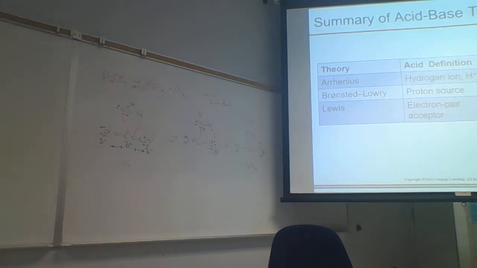And so Lewis is what we call the global definition. And in that global definition, we have little sub-definitions that we're looking at. And so when we have the Earth, then we'll have different continents. And so Bronsted Lowry would be a continent, but everything falls under Earth, so that would be Lewis.